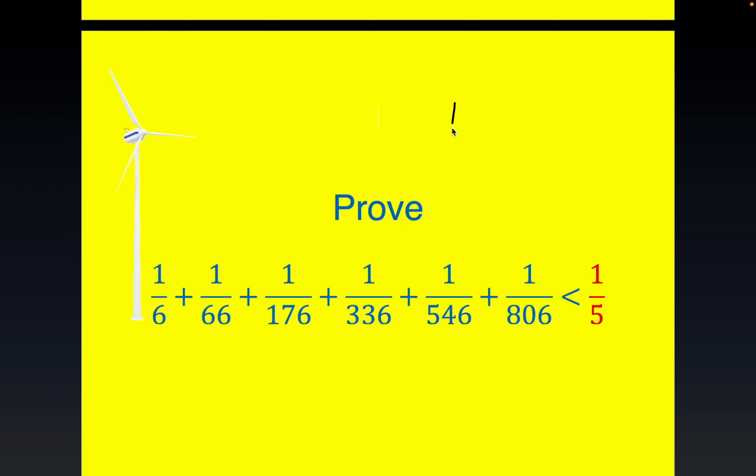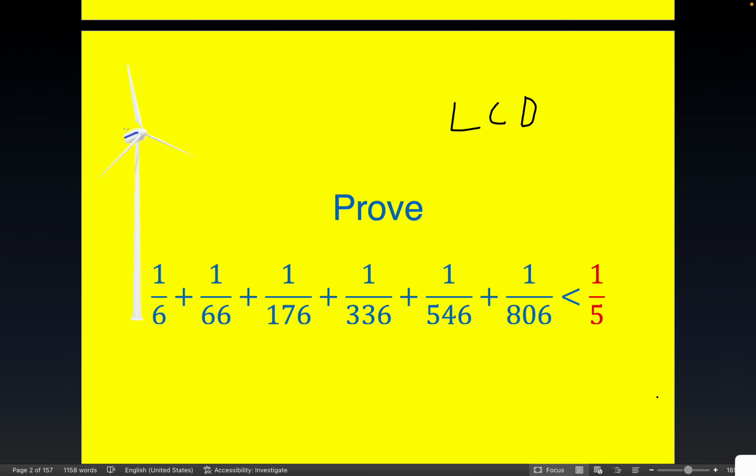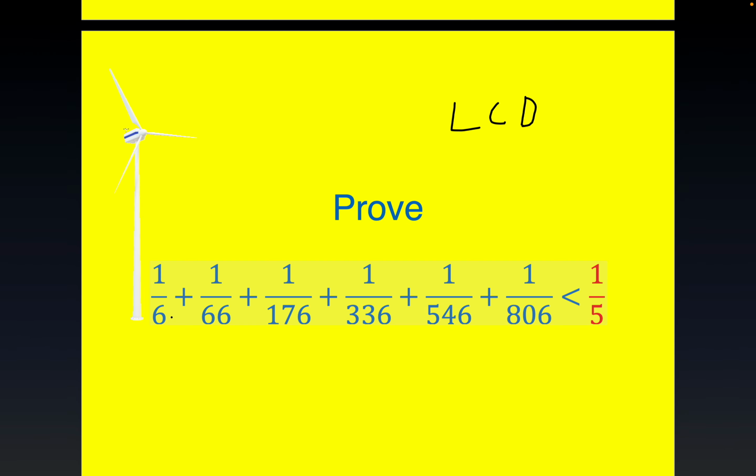One approach on this problem would be to find the least common denominator and then simplify it into a single fraction and see if you could get some cancellation and make it less than 1/5. But obviously that would be tedious with these large 3-digit numbers. Another approach on this problem, and notice this is 1/6, and even though you add all these other numbers, you still don't quite get to 1/5. It ends up being a very sharp inequality. Now let's take a look.